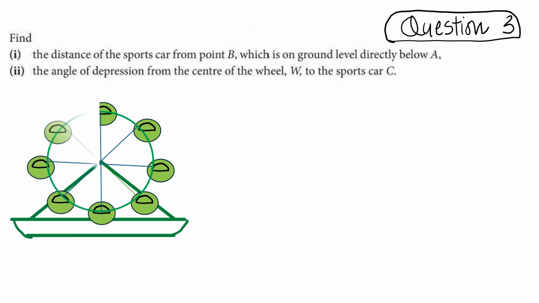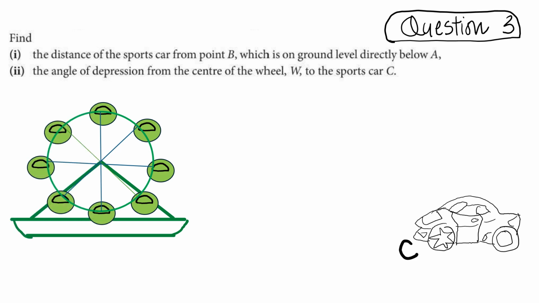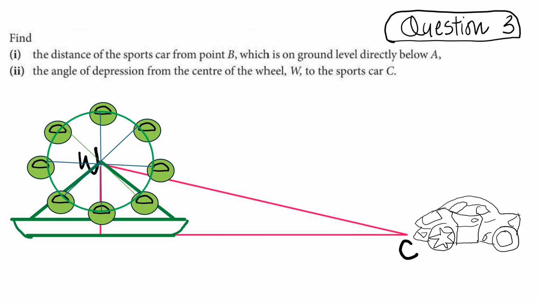So back to our Ferris wheel, back to our Singapore Flyer, back to our sports car. In this case here, the triangle will be slightly different. That will be the triangle. The angle of depression will be taken from point W, which is the center of the wheel.